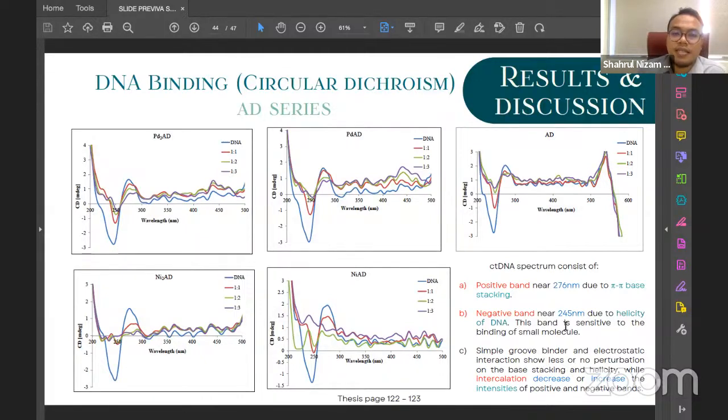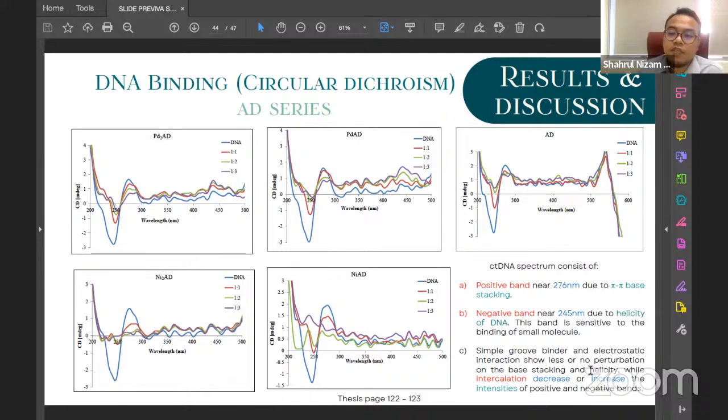You can see here a positive band near 276 nanometer due to pi-pi base stacking. So this can be indicated through the wavelength at 276, the positive band. Positive means it is on the positive side. The negative band near 245 is due to the helicity of DNA. This band is sensitive to the binding of small molecules, meaning when there is a binding between a small molecule and the DNA, this band will show.